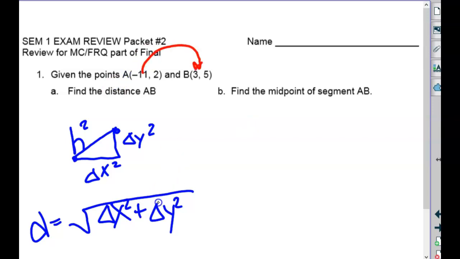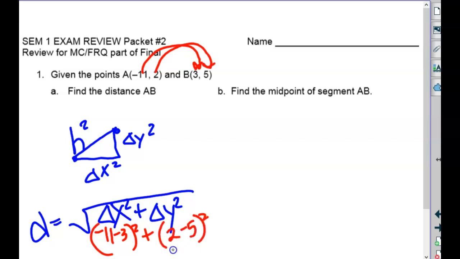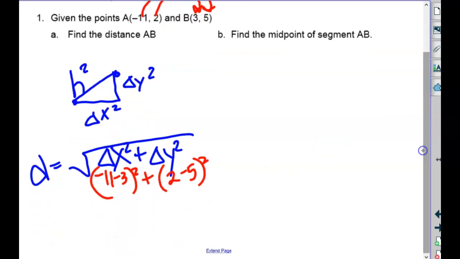So any order we want, we need to find the difference between these. I can just visualize in my head from negative 11 all the way up to positive 3 is 14, but you could also subtract. Any order you want, because you're going to square it anyway. 2 to 5, that's 3. So it was 14 squared plus 3 squared. 196 and 9 is 205. Anybody helping me out here?